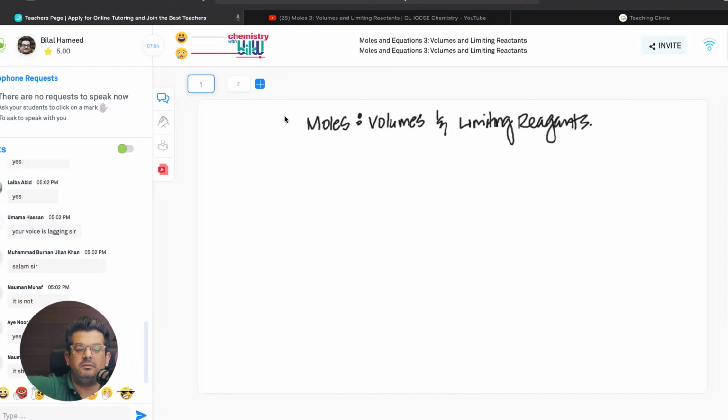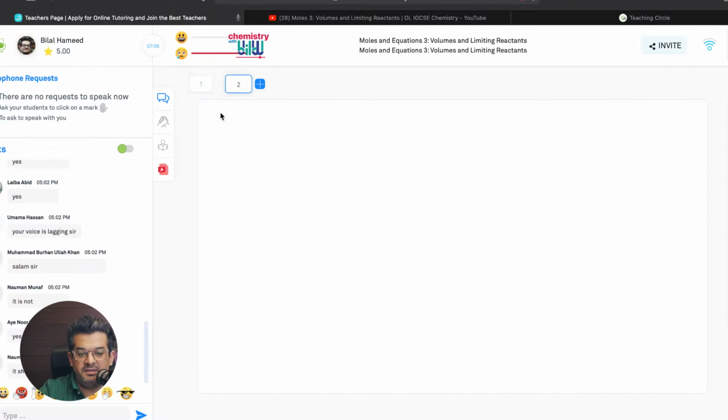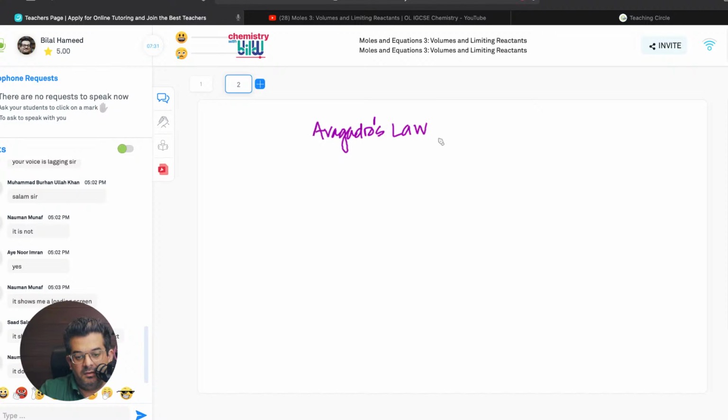Okay, so now, before we do the moles bit more, we're going to talk about volumes of gases. There's a particular law of gases that we should be aware of. You might have heard of it. It's called Avogadro's Law. So I'm going to write it by hand. Avogadro's Law.